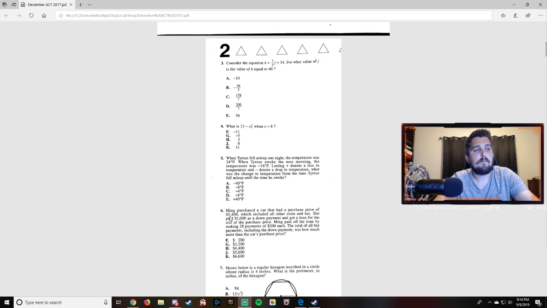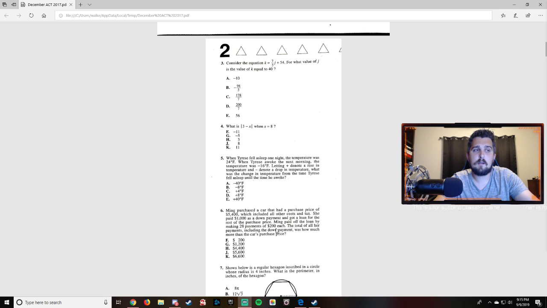So $5,400, and they ask us, how much more than the purchase price was the car? Keep in mind, how much more. When you're analyzing, underline things. Purchase price, $5,400. Down payment, $1,000. Paid it off after 28 payments of $200 each. That lets you know all the information that you need to know.